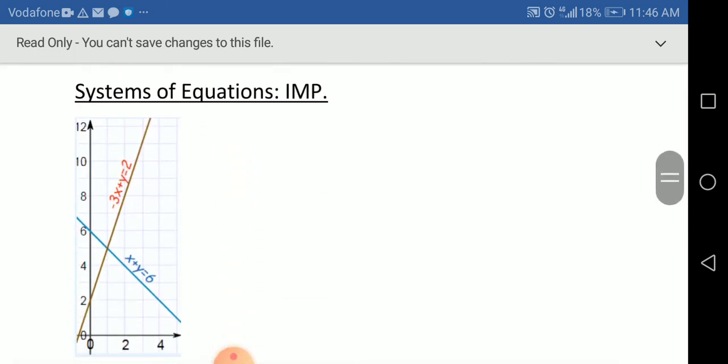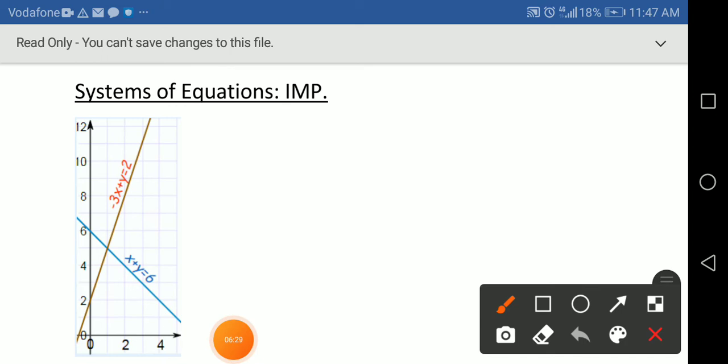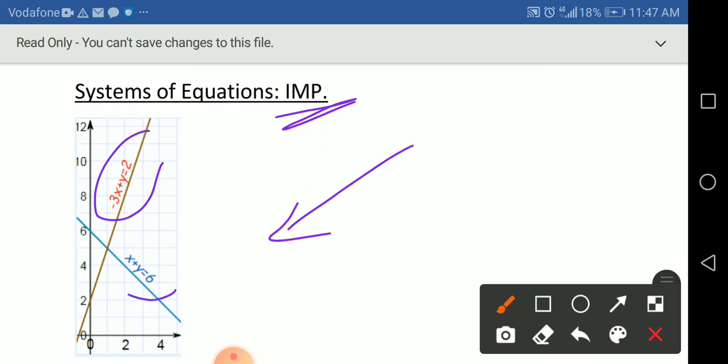Okay, we have here systems of equations. Remember, guys, this will come in the exam, okay? And our project was about systems of equations also. When I say important, so focus. I have here two lines. They are intersecting, okay? And I have the equations written on the two lines. He will ask you to solve for x and y, or solve the systems of equations.